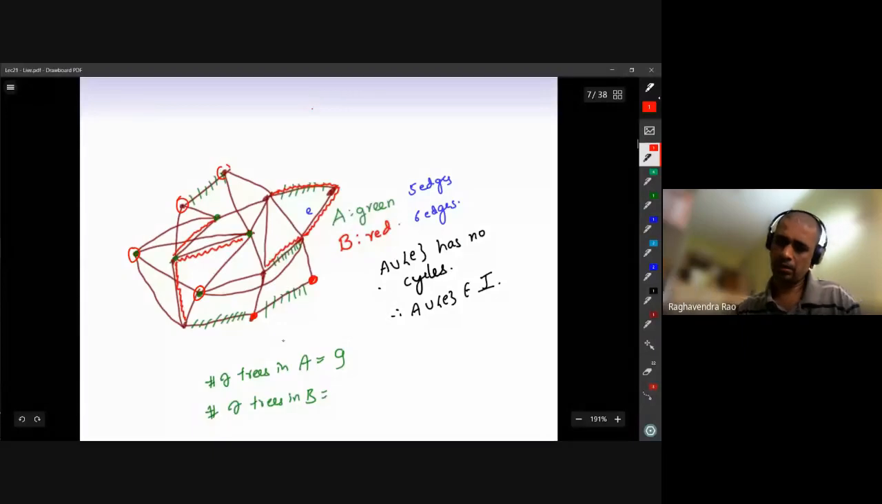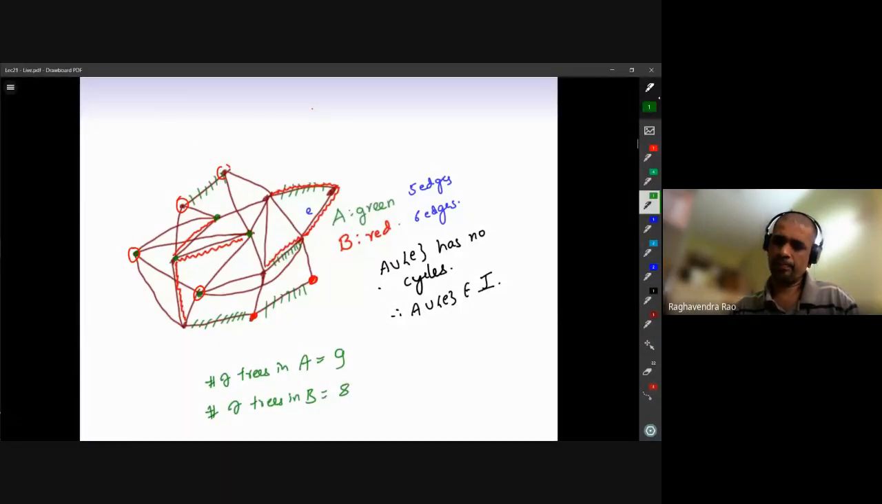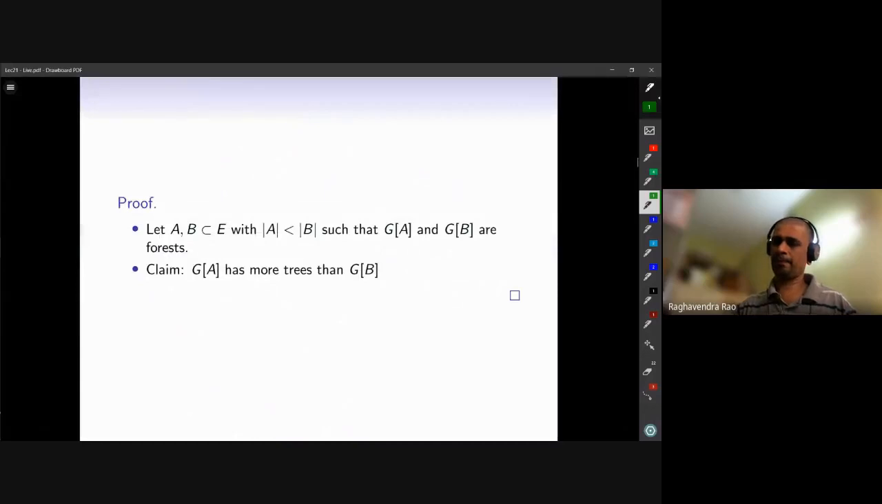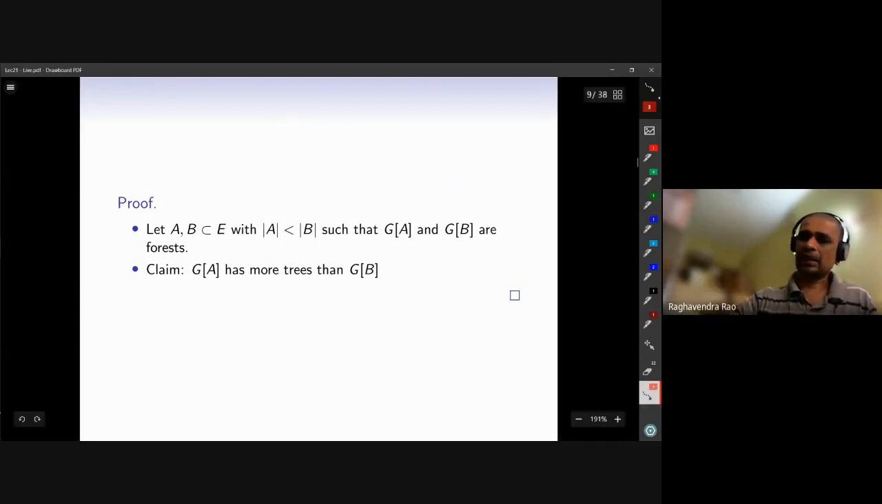Is that right? I hope I counted it right. Is it clear when I say number of trees? I'm also looking at the isolated vertices. Each of them is counted as a tree. That is what I mean when I say tree. Hope there is no question. So the claim is the graph induced by A has more trees than graph induced by B.